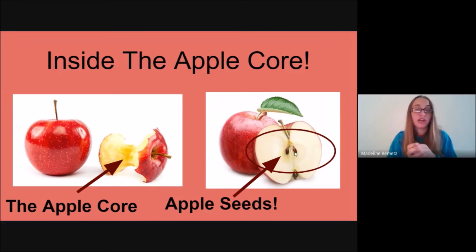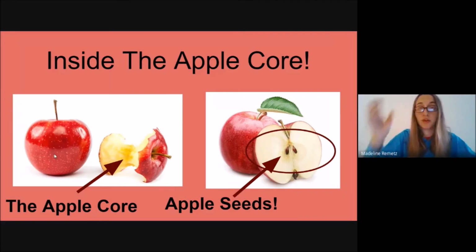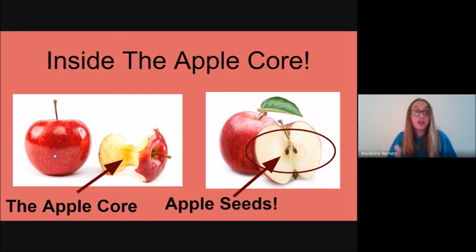So the fruit is trying to protect the seeds with all of its flesh and skin so that when it falls into the ground, the seeds will be protected and they can eventually grow into another tree. We don't eat them because they can make us sick if we eat too many of them. So if I were you, I would spit those out into the ground or into your trash can.